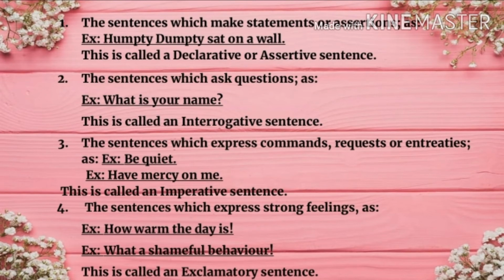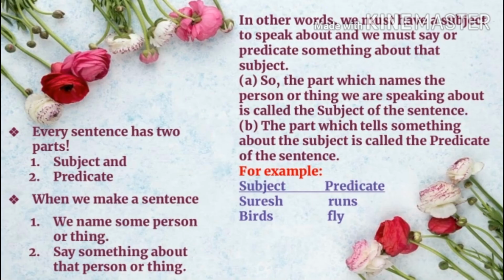Example, how warm the day is, what is shameful behavior. These sentences begin with capital letter and ends with exclamatory mark, and it expresses strong feelings. Hope you all are clear about the 4 types of sentences and its usage. Now let's focus on the 2 parts of every sentence. Every sentence has 2 parts as subject and predicate.